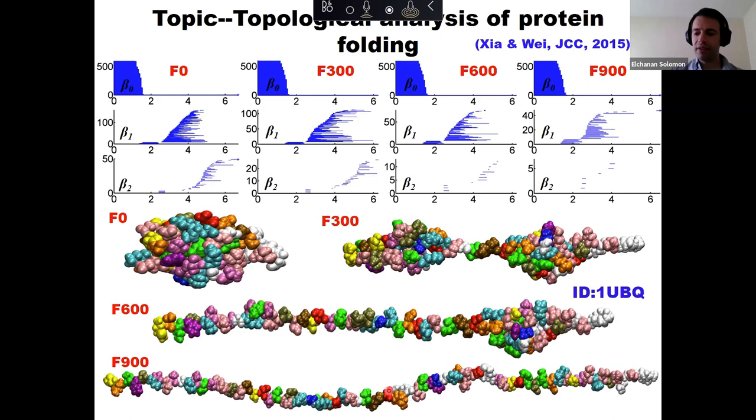Just as a quick follow-up. On the pictures on the screen, what would it look like to discretize? Would you just restrict yourself to only atoms of a particular type? Or... you can do that. There are many different ways to do that.